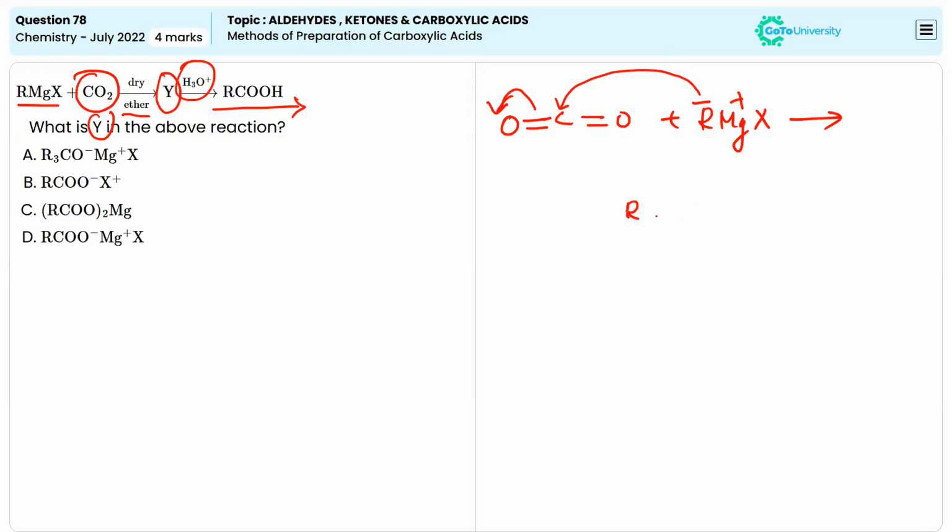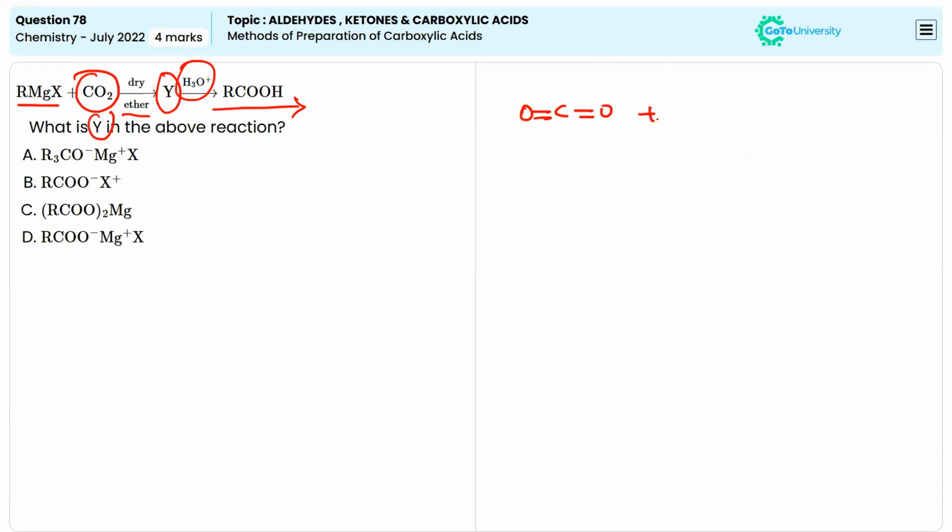So the product will be RCOOMgX, meaning the R group will be bonded to the carbon dioxide. The first step is carbon dioxide reacting with RMgX. This is negative, this is positive, and the negative charge attacks the carbon, and the double bond moves to oxygen. So you get the product RCOOMgX, meaning this oxygen has the negative charge due to the jumping of the electrons, right? So that oxygen gets bonded to the MgX part and this carbon will be connected to the R group. Now this is the compound Y produced here.